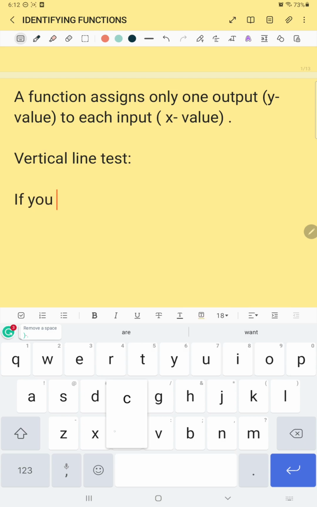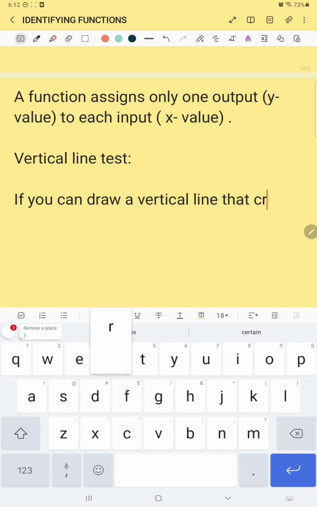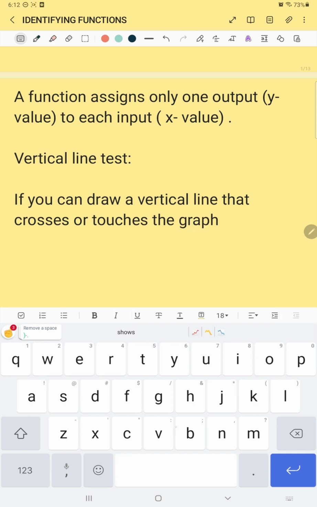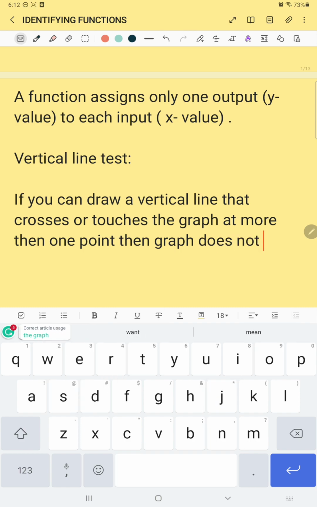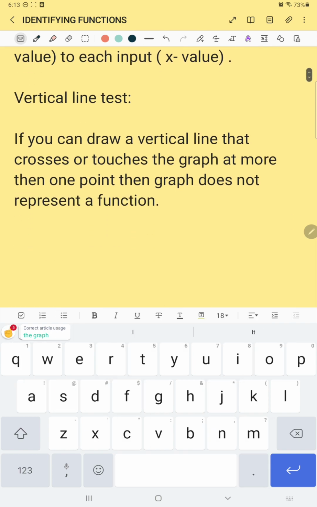If you can draw a vertical line that crosses or touches the graph at more than one point, then the graph does not represent a function. Let's observe this.